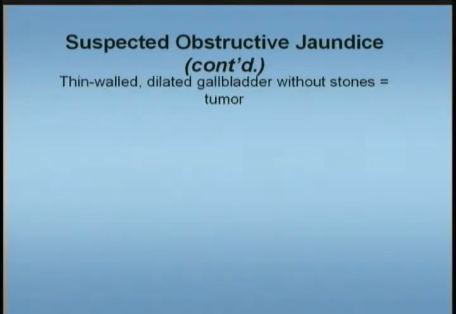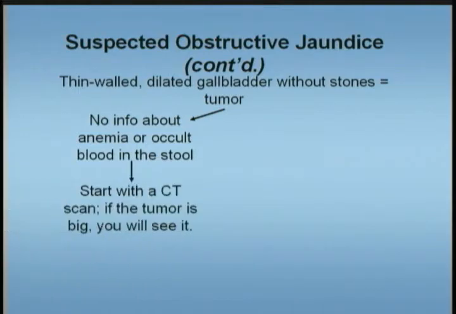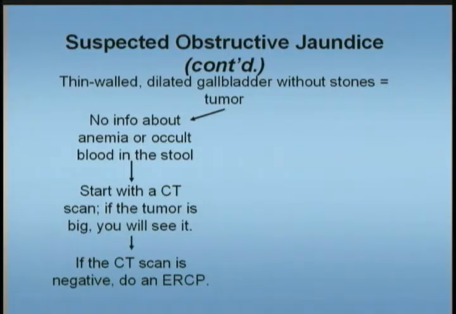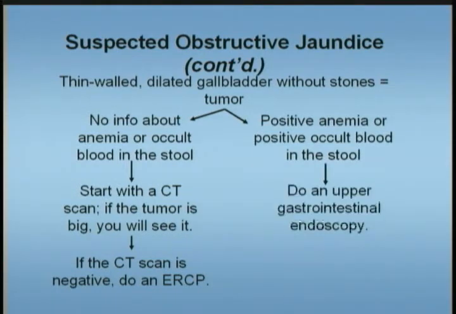Well, let's continue then. Thin wall, dilated gallbladder without stones, you know that's a tumor. If there is no information about anemia or occult blood in the stool, do a CT scan. If the tumor is big, you will see it. And if the CT scan is negative, you do an ERCP. But on the other hand, if the patient has anemia, positive occult blood in the stool, then you do an upper GI endoscopy, because what you're suspecting is an ampullary cancer.